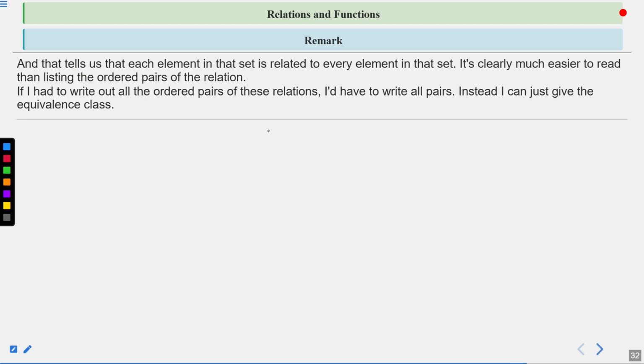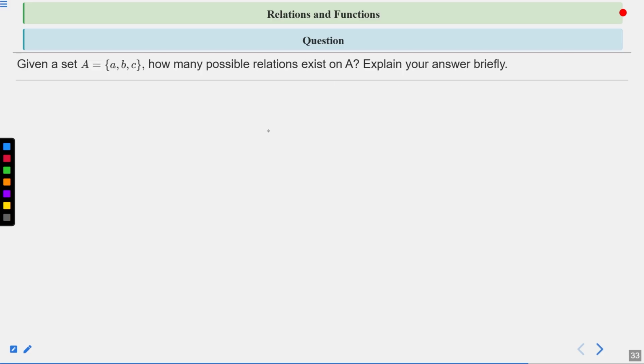So if I had to write out all the ordered pairs of this relation, I would have to write all pairs. Instead, I can just give the equivalence classes. Clear? So this question: your set A is {a, b, c}. How many possible relations exist on A? Just explain.